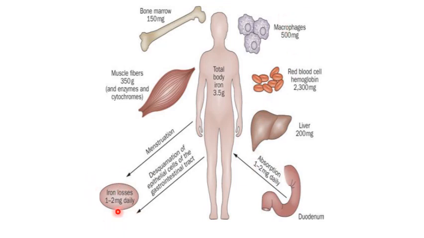Here the iron loss is daily 1 to 2 milligram in the form of desquamation of the epithelial cells of the GI tract. The absorption is from the duodenum. The duodenum is the site of the absorption of the iron. So the absorption is 1 to 2 milligram daily. And all of these are stored in the liver, where there is 200 milligram.